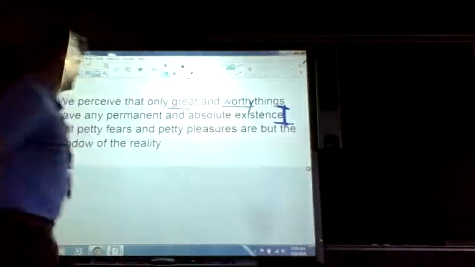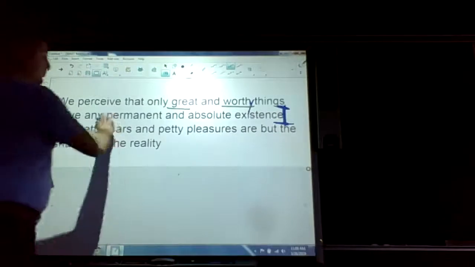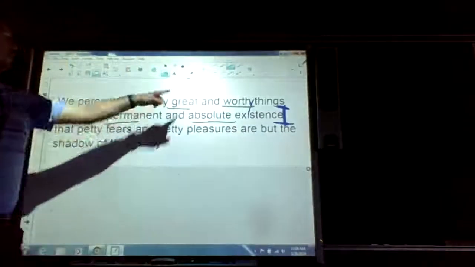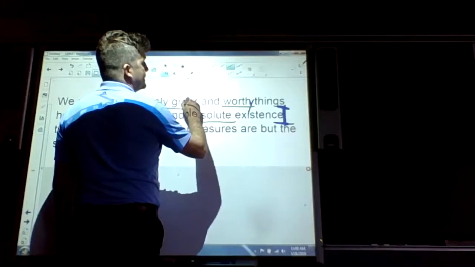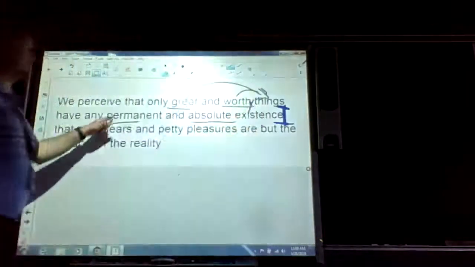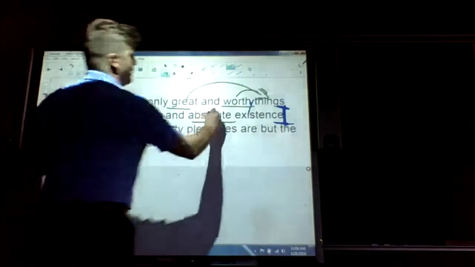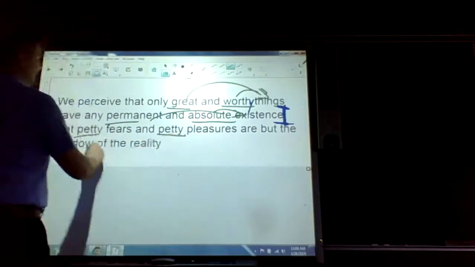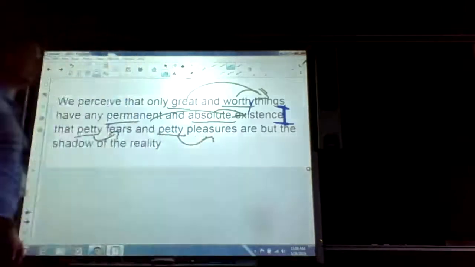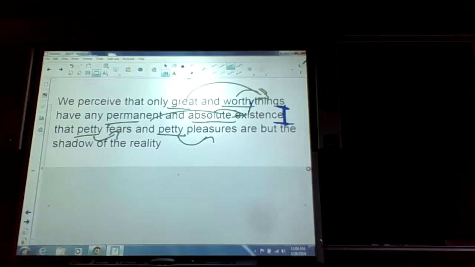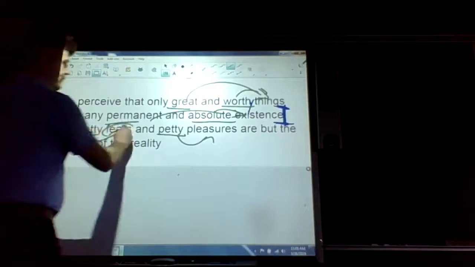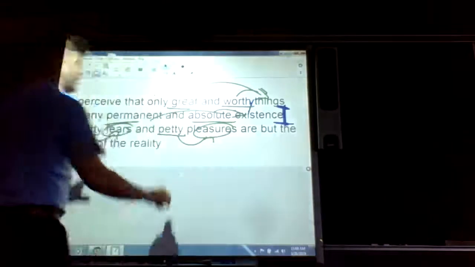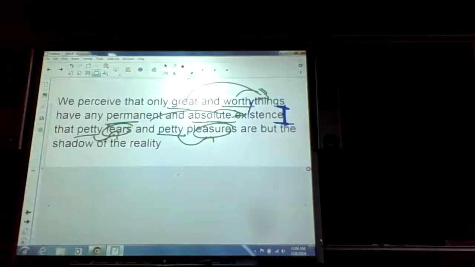Great and worthy. Where else? Permanent and absolute. Great and worthy are talking about what? Things. Permanent and absolute talking about what? Where else do we see stuff on the word level? Fears and pleasures. Yeah, we have repetition of petty fears, petty pleasures. Fears and pleasures are antonyms of one another. Fears and pleasures, got parallelism there. So there's parallelism on the word and phrase level.